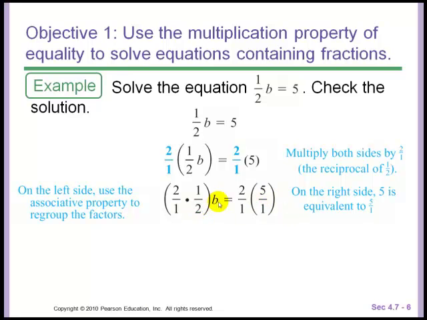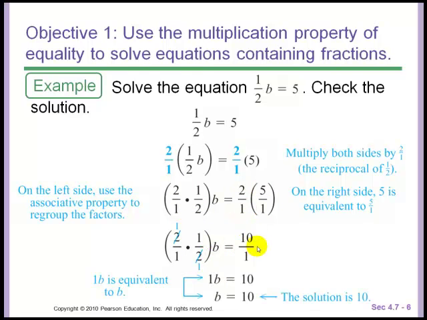On the right side, we have to do the same thing. Since we multiplied the left by 2 over 1, we have to multiply the right by 2 over 1. I'm also going to write 5 as the fraction 5 over 1. On the left, the 2's and the 1's cancel out. On the right, 2 times 5 is 10, 1 times 1 is 1, and I get 1b equals 10 or b equals 10. So again, all we did was we shortcutted this process.